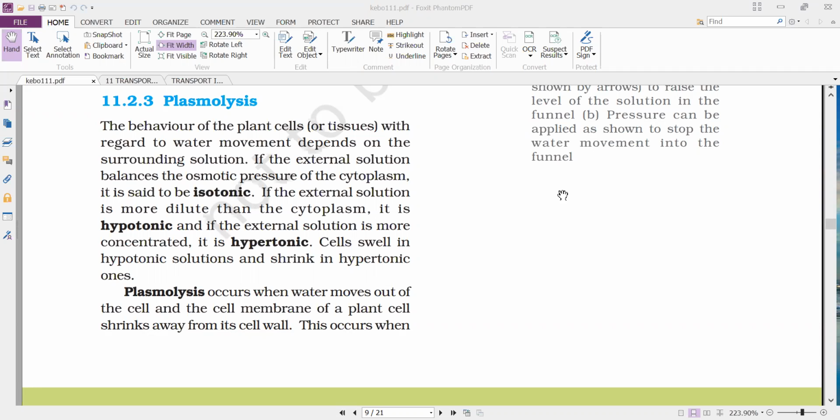And when you observe here, this process of movement of water from the external solution into the cell, when a cell is placed in a hypotonic solution, the water from the external solution will move into the cell through the plasma membrane, and this process we call endosmosis. That means moving into the cell, endosmosis.